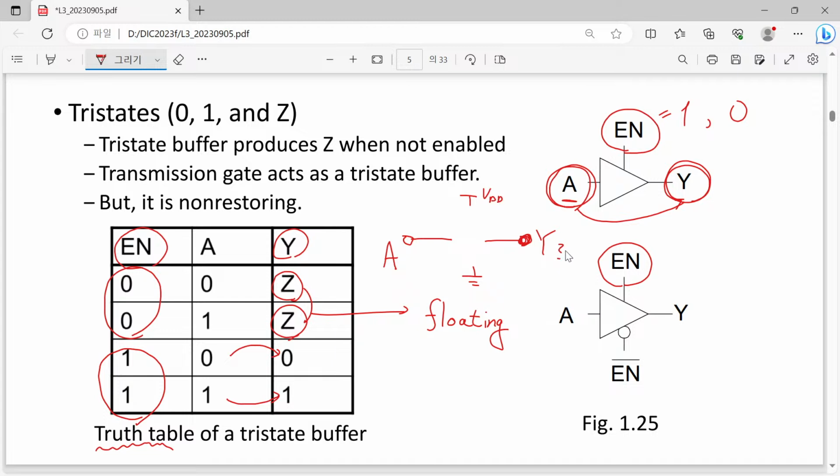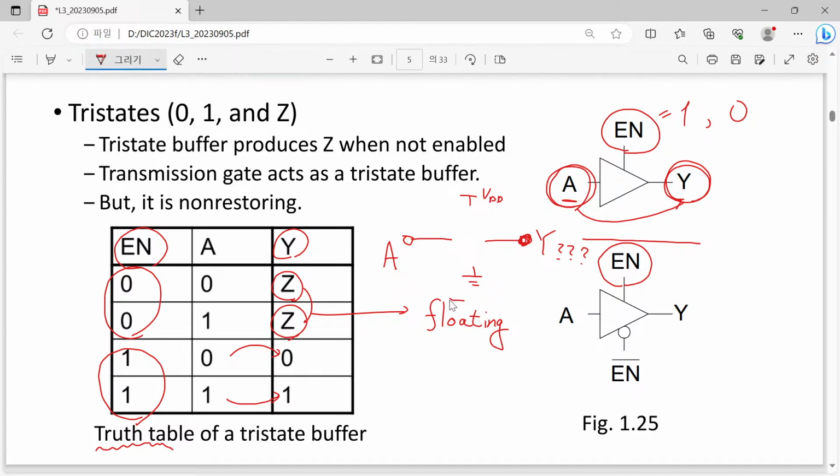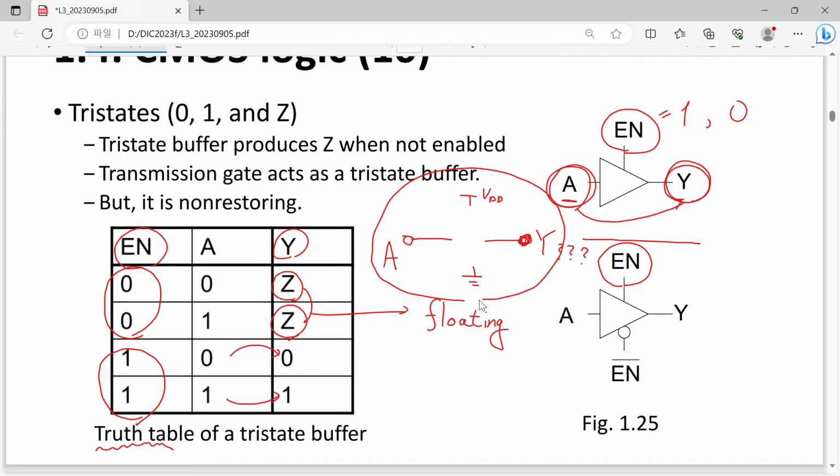So we have no idea. Of course, in reality, this Y is once again connected to other circuitry, so other circuitry will determine the value of Y. But at least considering only this system, this Y is not connected anywhere. So it is like floating over the sea or over the river.